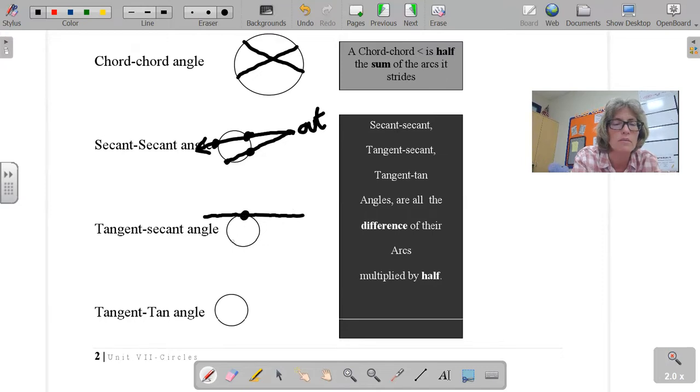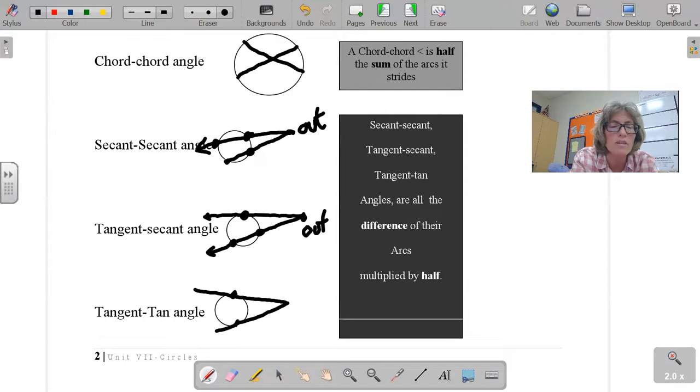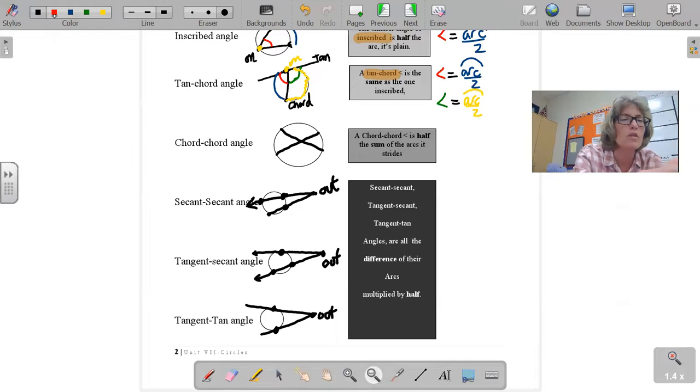Then you have a tangent secant. Tangent touches at 1 point, secant goes through at 2. Its vertex also starts outside. Then you have what I call a tan tan: tangent, tangent. Also, the vertex starts outside. Here, the vertex is inside.